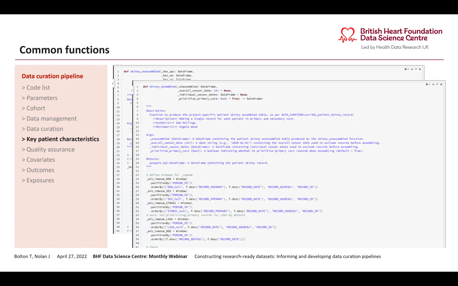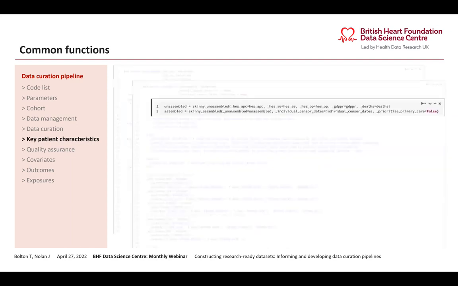And you can see that options have been added to the assembled function to cater for different project needs. So we've got individual sensor dates versus an overall sensor date. We've got the ability to turn on or off the prioritization of primary care data, and we can add more options and features to cater for more projects whilst ensuring backward compatibility. So rather than having 2 sizable notebooks, once the functions have been called, we have 2 lines of code.